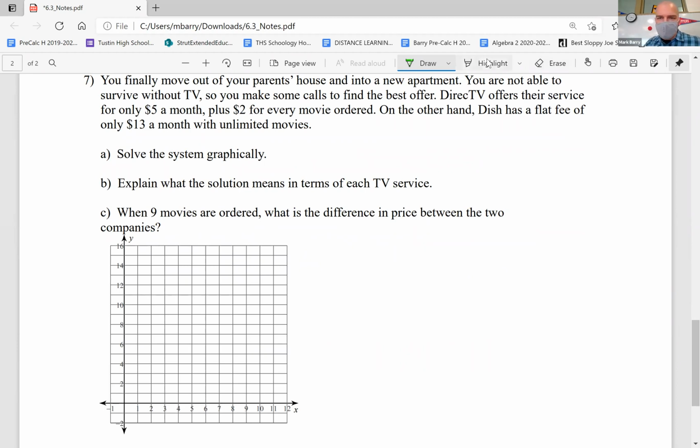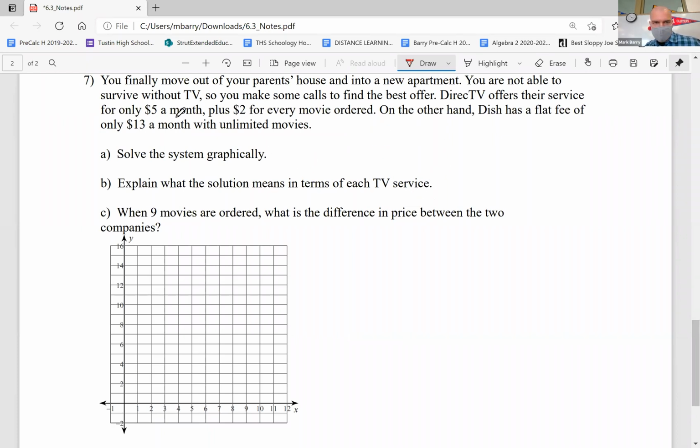Okay, so you finally move out of your parents' house and into a new apartment. You're not able to survive without TV, so you make some calls to find the best offer. DirecTV offers their service for $5 a month plus $2 for every movie ordered. On the other hand, Dish has a flat fee of $13 a month with unlimited movies. Solve the system of equations graphically, okay?